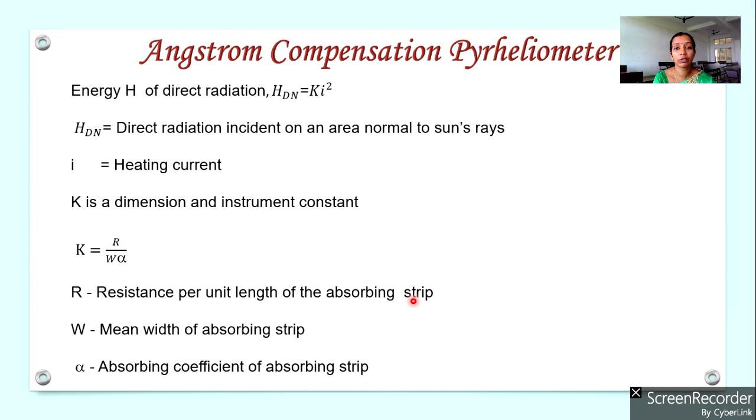Resistance per unit length of the absorbing strip. And W is the mean width of the absorbing strip. Width of the absorbing strip is W, and alpha is the absorbing coefficient of the absorbing strip. So by using this equation we can calculate the energy supplied to the shaded strip, which will be equal to the energy of the incoming solar radiation.